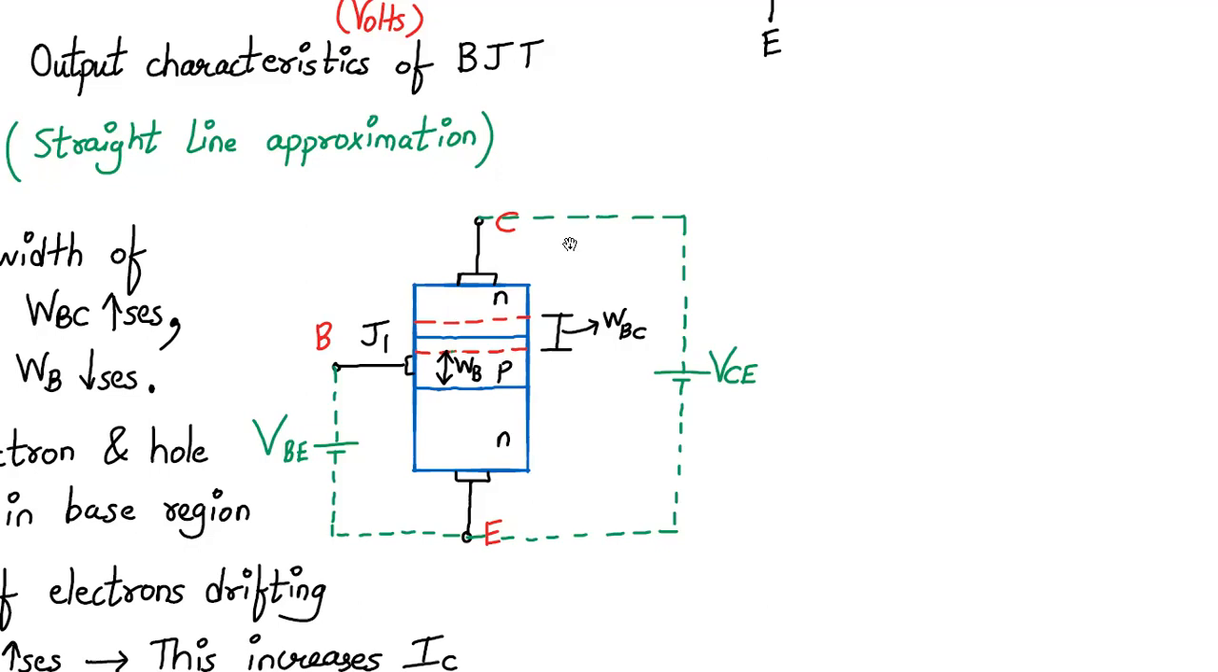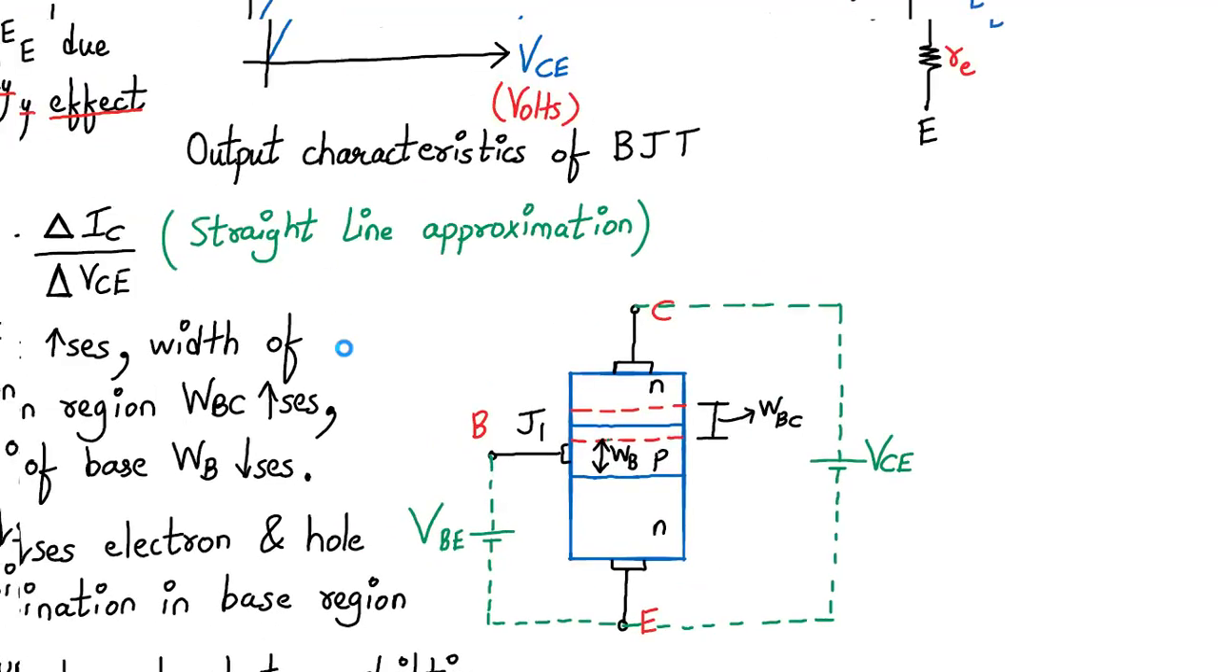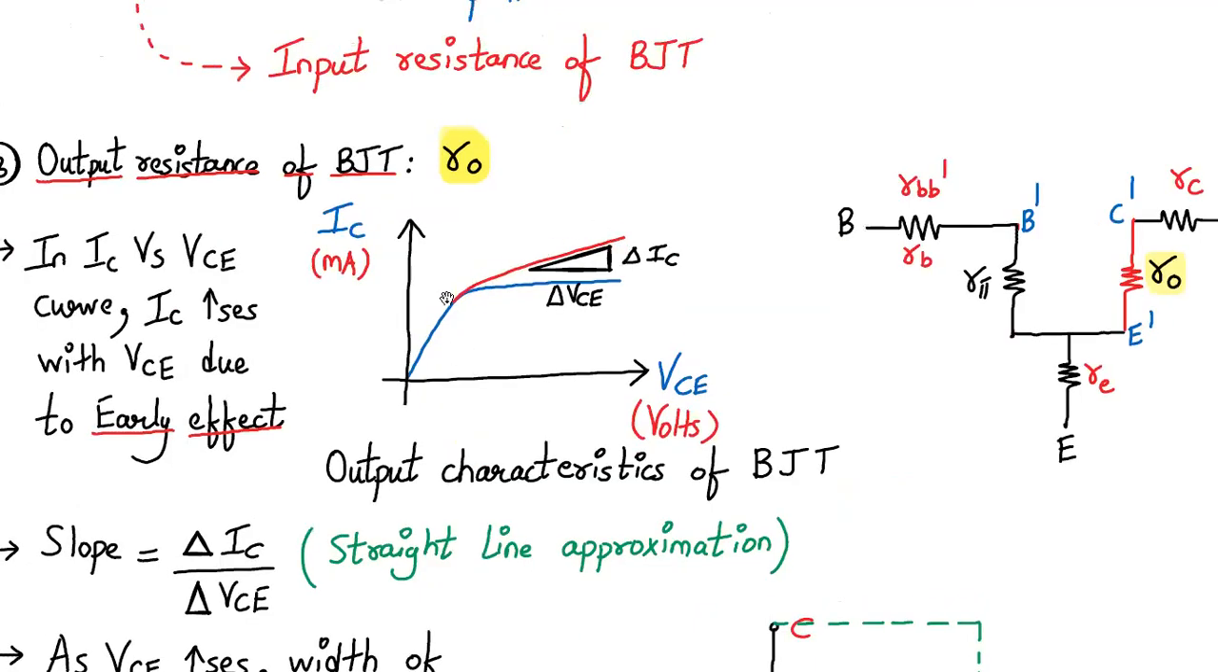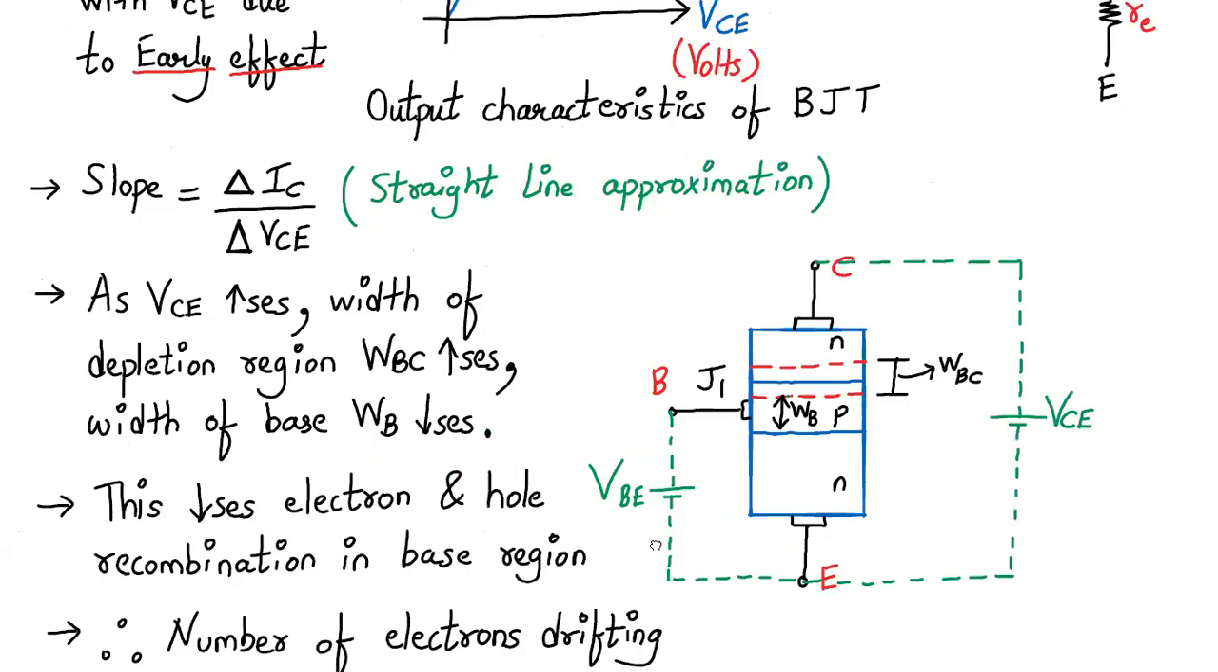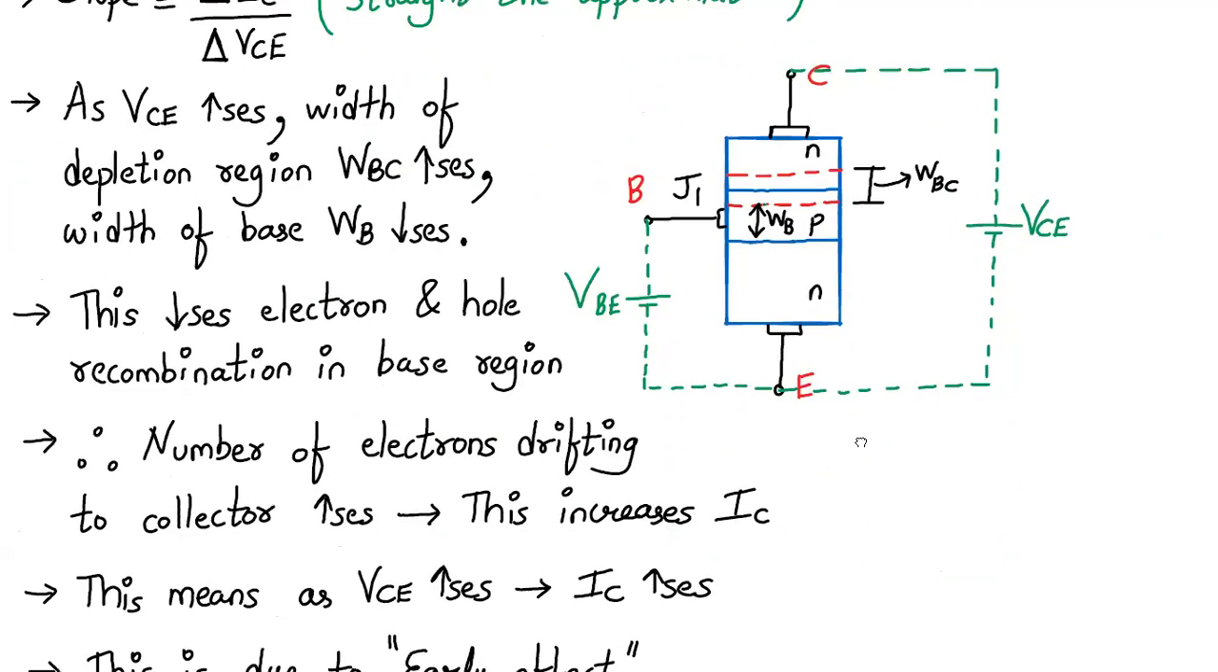So this means that as your voltage across collector to emitter increases, your collector current increases, and that is what is called the early effect. The result of the early effect is an increase in the current IC due to an increase in VCE, instead of remaining constant. So yeah, the text is written over here. You can have a look at it.